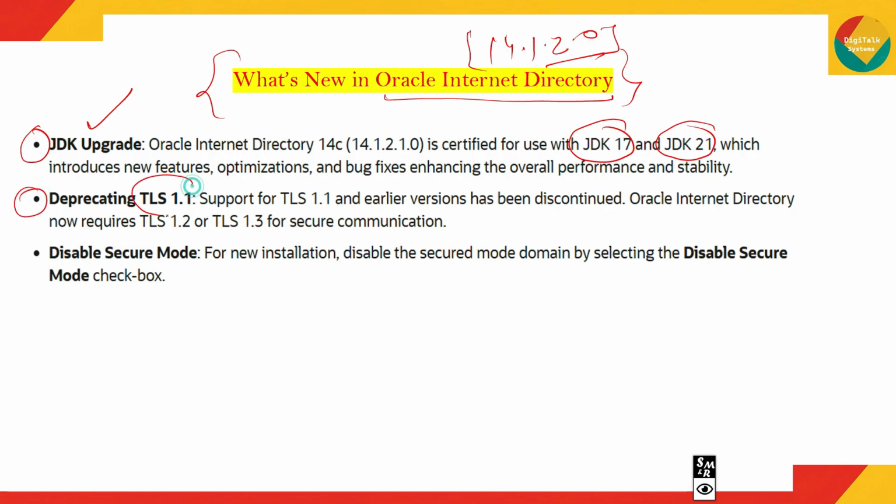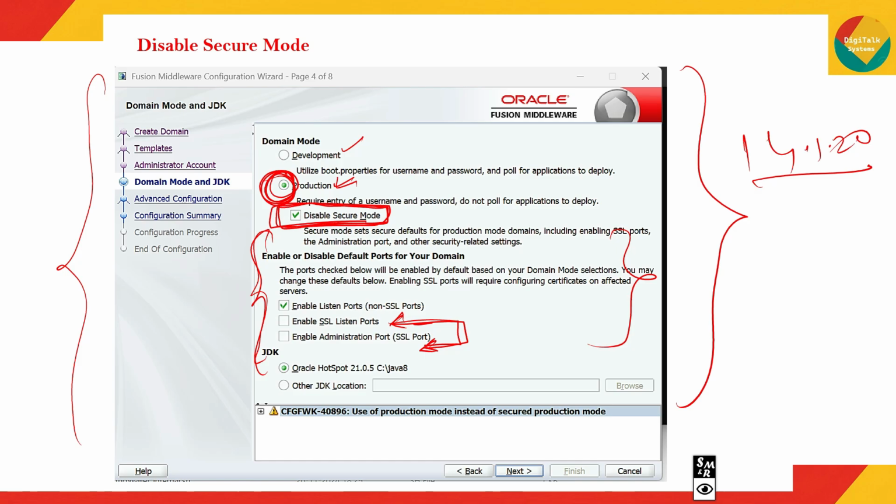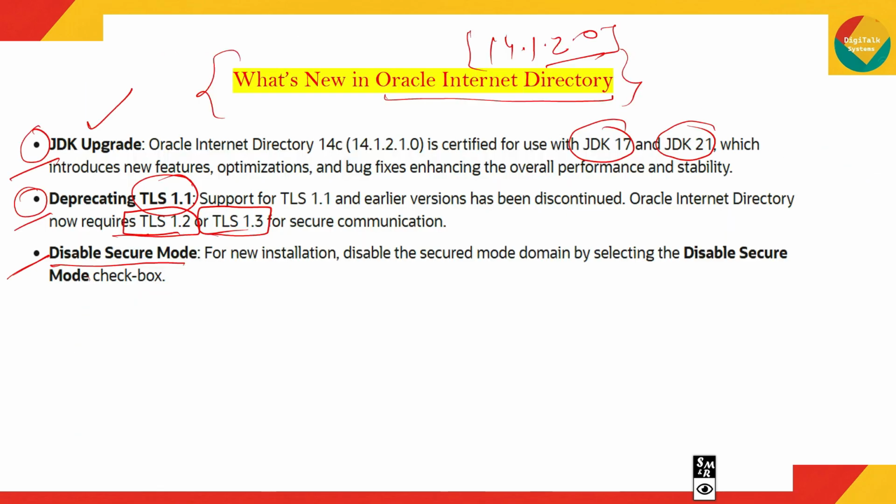Again, TLS 1.1 is completely deprecated in the Oracle Internet Directory. So that means you have to use either TLS 1.2 or TLS 1.3. And third is the same one which I have just shown to you in the OAM, disable secure mode. So when you are creating the domain in the production mode for the Oracle Internet Directory, and you want to disable the secure mode, then you can select this disable secure mode option. So these are the three changes.